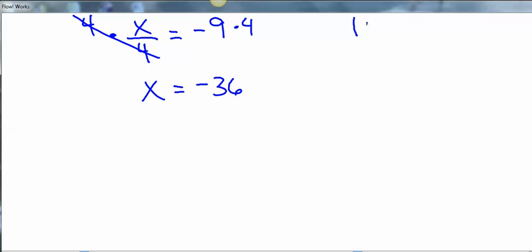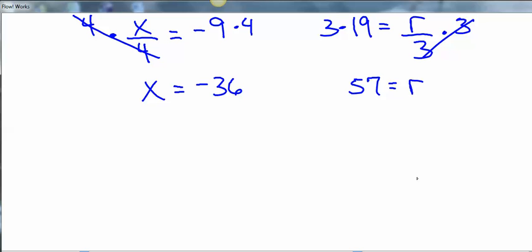What if 19 equals r divided by 3? Then you're going to multiply each side by 3. 19 times 3? Very good. 57 equals r. You starting to get the point? Yeah. Okay? So we've added, subtracted, we've multiplied, and we've divided.